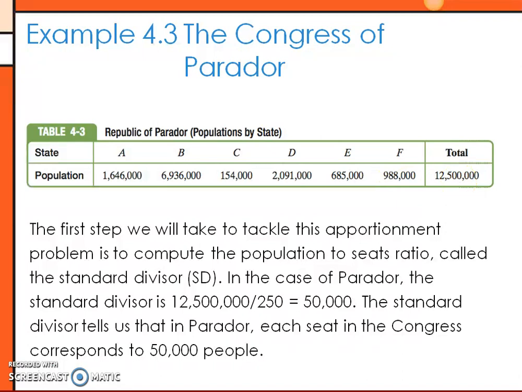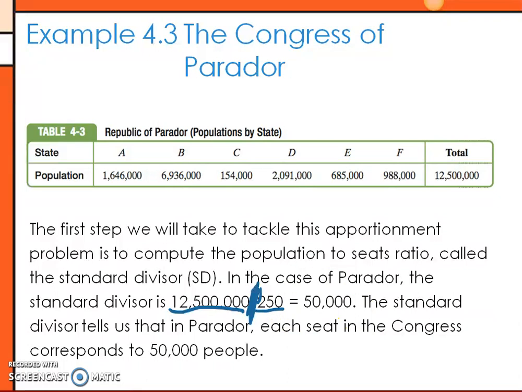Okay, so the first thing we're going to talk about here is what's called the standard divisor. So the standard divisor is the total population divided by the number of seats you have to give away. Put a big division in there. All right, so the total population divided by the number of seats you have to give away gives you 50,000.